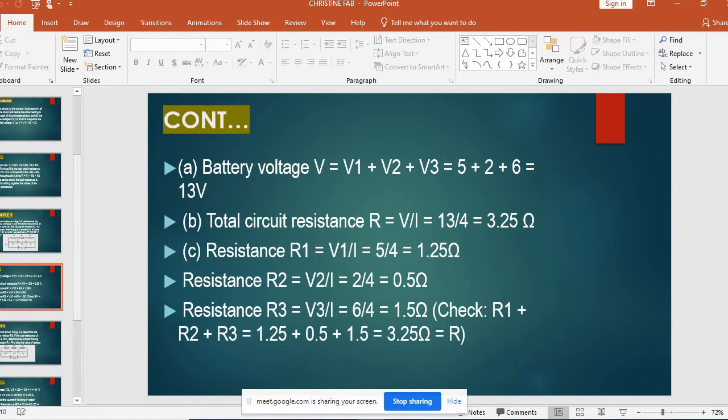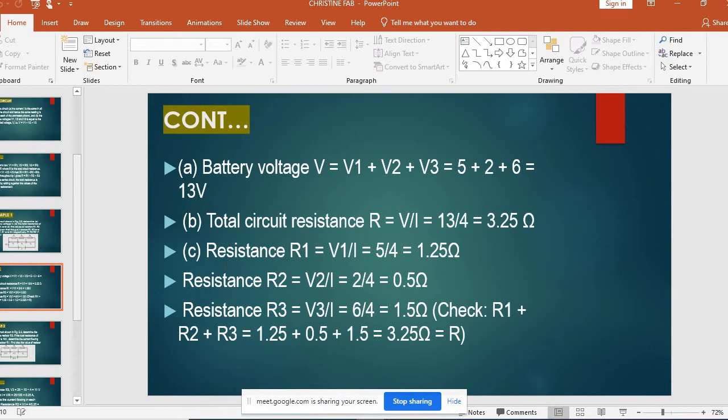Then B, the total circuit resistance. From what we've learned, resistance is equal to V divided by current. The total battery voltage we've gotten is 13 volts, and we've been given the current, which is 4. So we divide voltage by current, and we find that the total circuit resistance is 3.25 ohms.